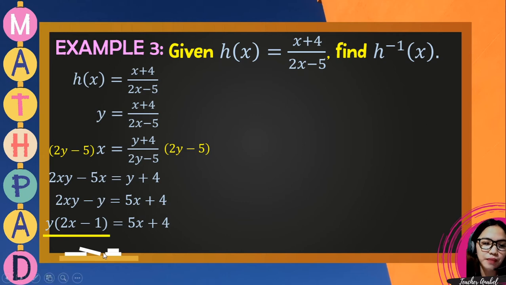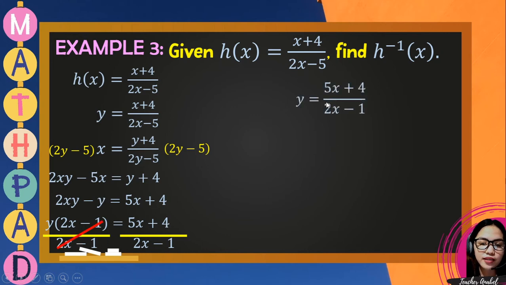So, pero mas mahaba kasi pag multiply pa, no? So, pwede naman ito. So, 2x minus 1 and then this one, 2x minus 1. So, this will be cancelled, diba? So, we got y is equal to 5x plus 4 over 2x minus 1. And then, since we already solved for y, we replace this by the inverse of h of x.